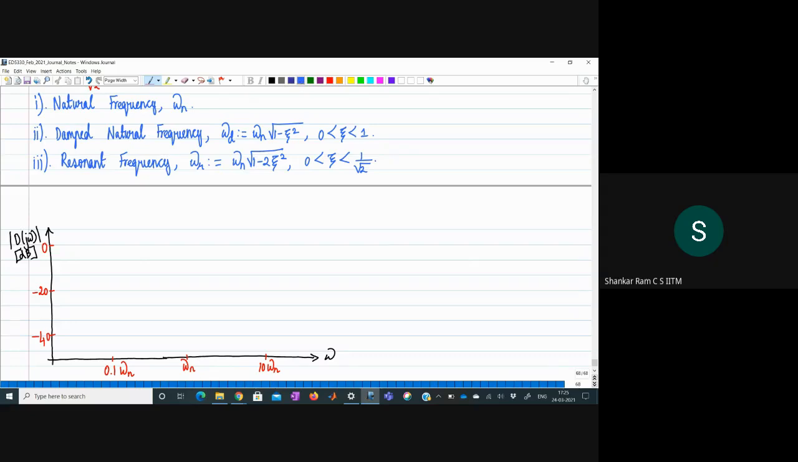So let's plot the low frequency asymptote. The low frequency asymptote, as we know, is the 0 decibel line. It is this line.